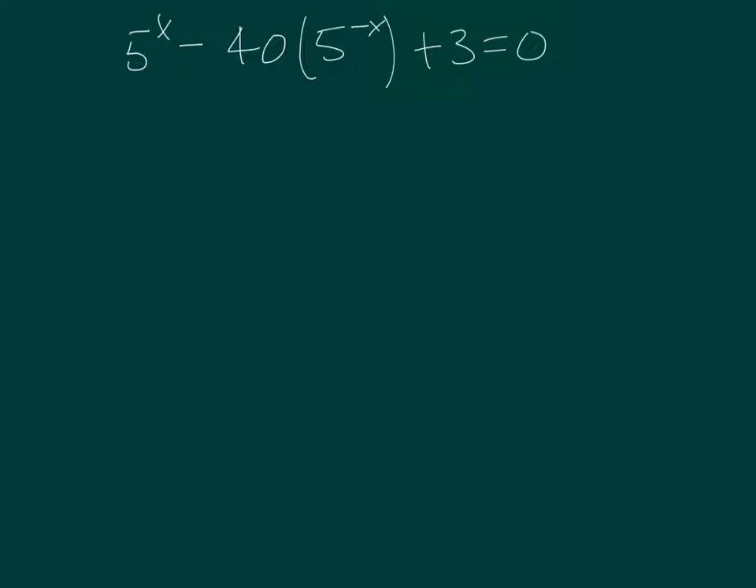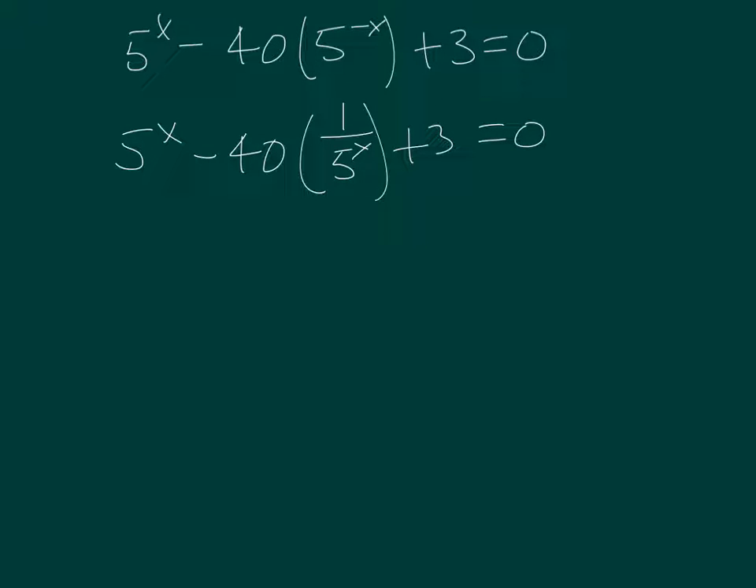We're going to solve the equation 5 to the x minus 40 times 5 to the minus x plus 3 equals 0. What we remember is that 5 to the minus x is just 1 over 5 to the x. When we have a negative exponent, the only thing it does is move things across the fraction bar. So we have 5 to the x minus 40 times 1 over 5 to the x plus 3 equals 0.